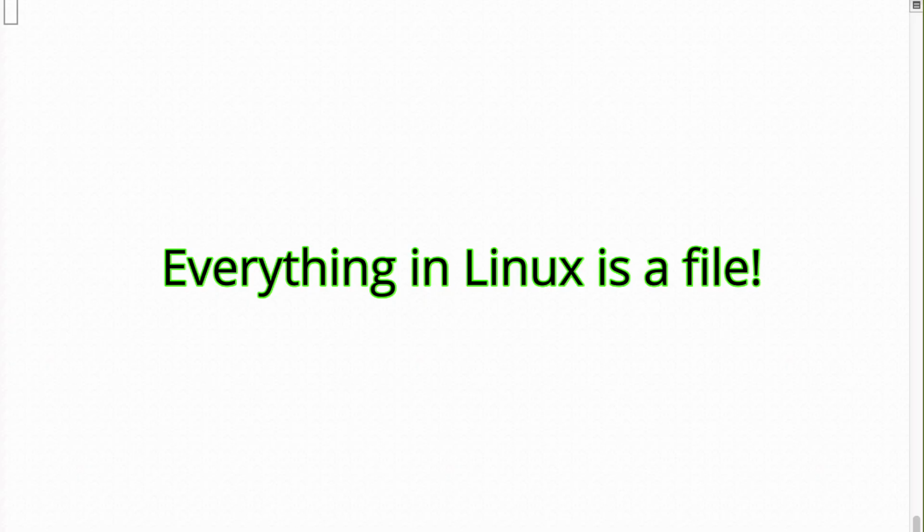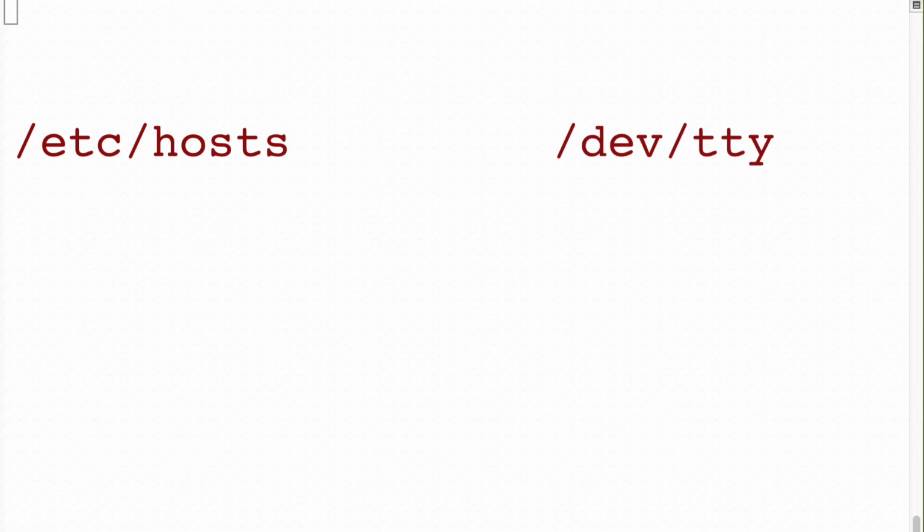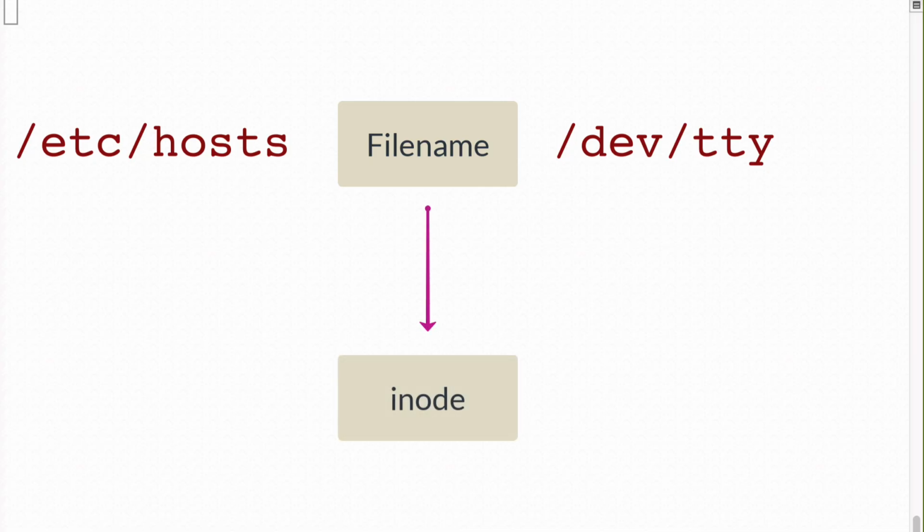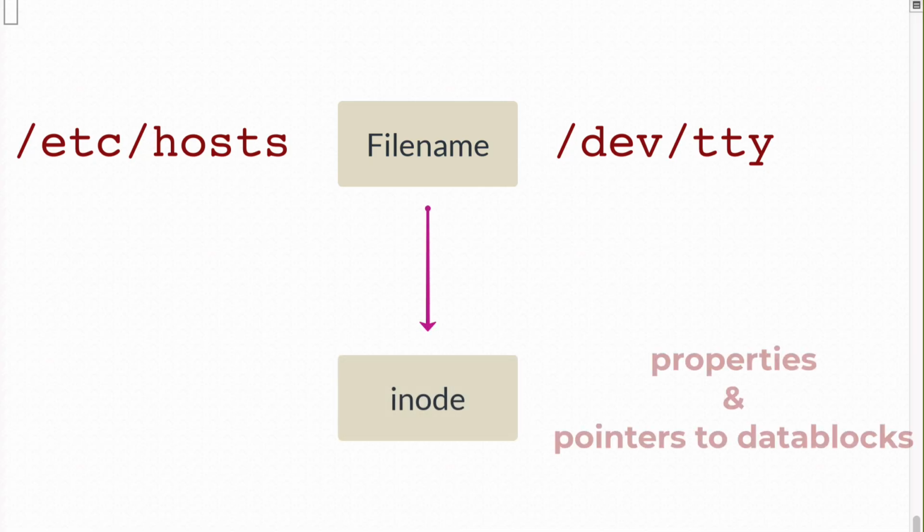Before we go into that, we have to tackle something else. When I tell you that /etc/hosts is not a file, would you believe me? When I tell you that /dev/tty is not a file, would you believe me? Probably not. /etc/hosts and /dev/tty are not really files, but they're names in directories that refer to a file. And this file is a number, and we call it an inode. So the name of a file refers to an inode which holds all the properties of the file, including pointers to data blocks that contain the actual data of the file.